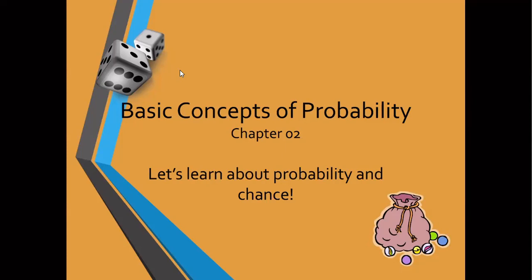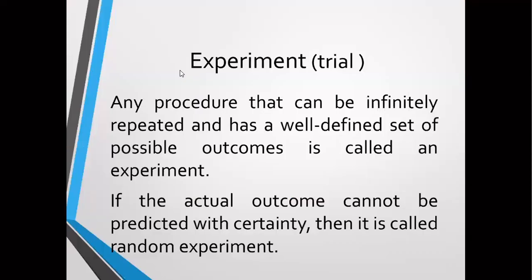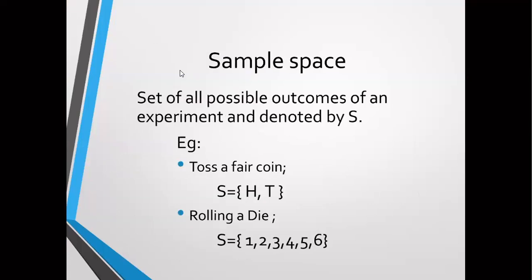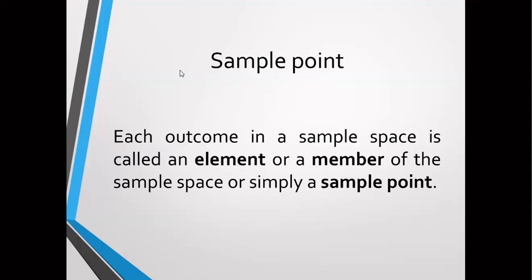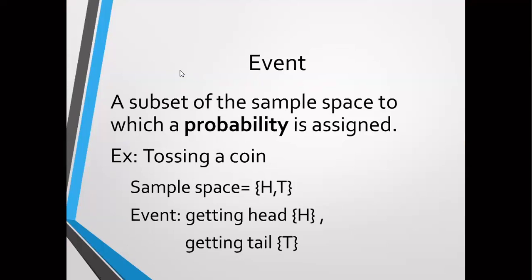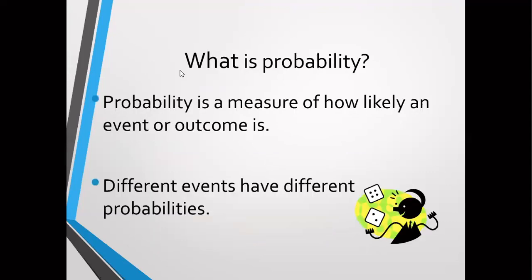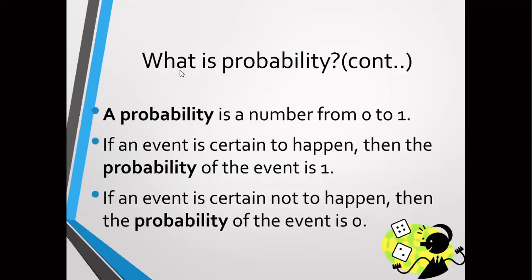Let's see what we did yesterday. We defined experiment and random experiment. Then we discussed some examples for experiments. Then we learned about sample space, sample point, then events, and a graphical representation of sample space and events. So let's start with probability today.